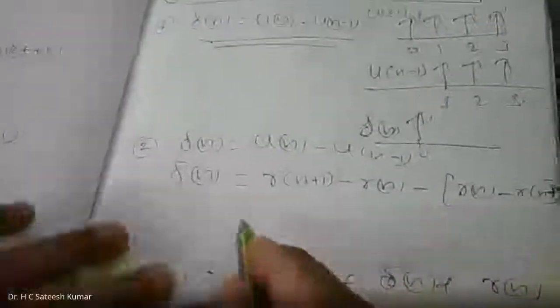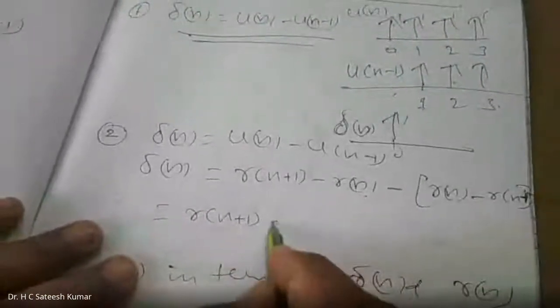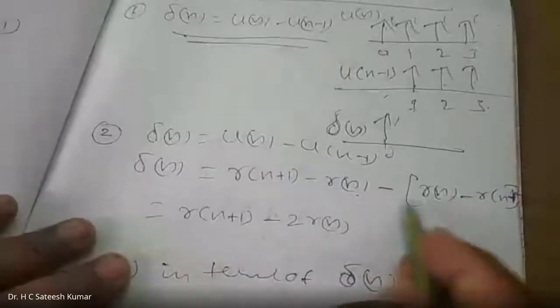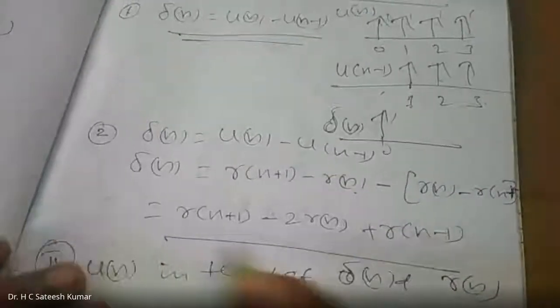Therefore, what will you get? R of n minus 1 plus 1, that is R of n, minus R of n minus 1. Okay, which is nothing but equal to R of n plus 1 minus R of n minus R of n, and minus into minus plus R of n minus 1. That's it. That is your delta of n.